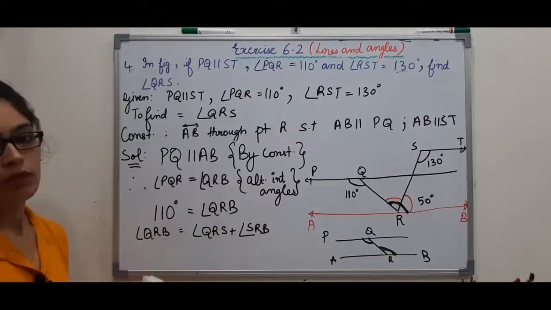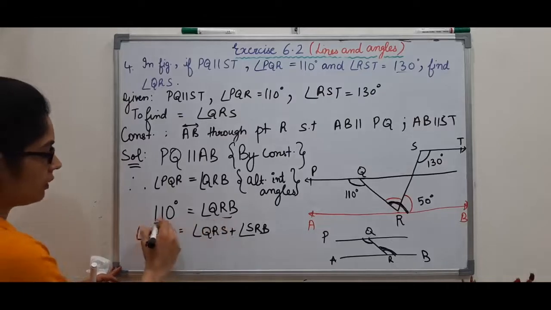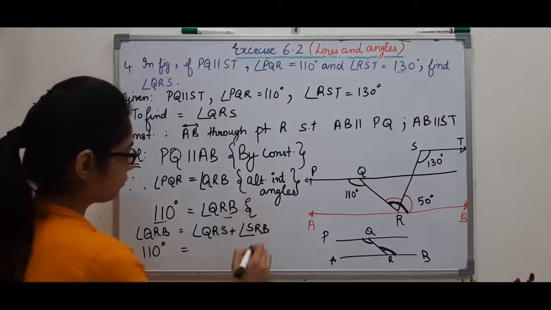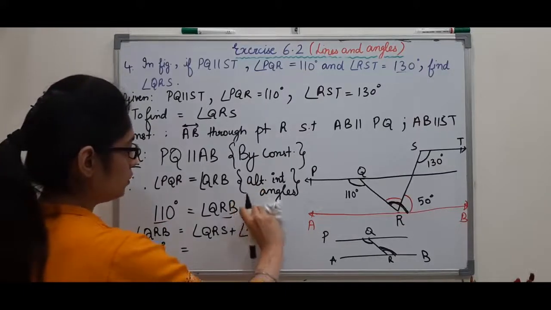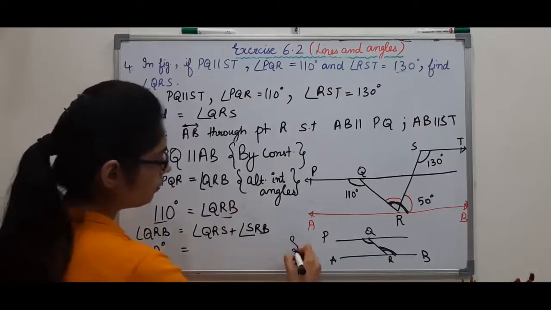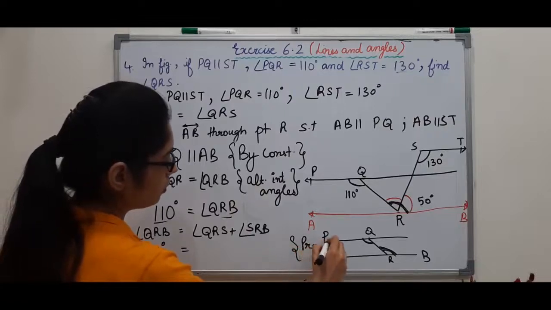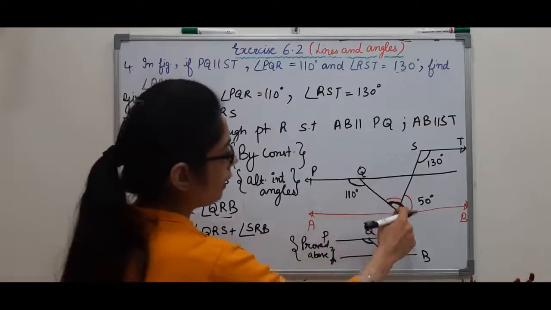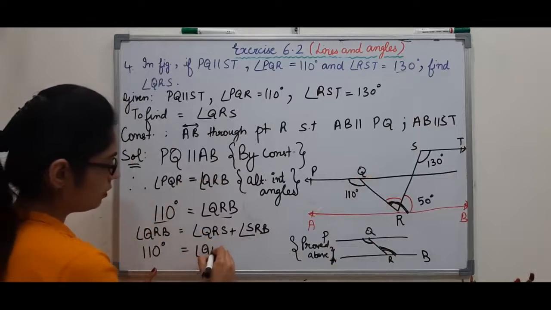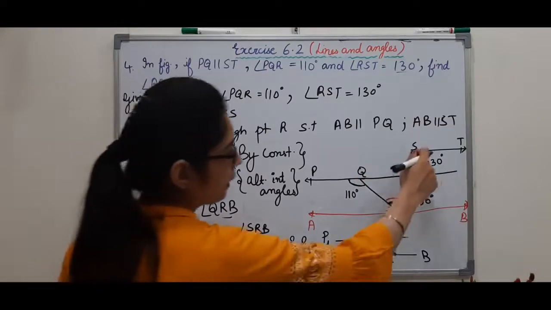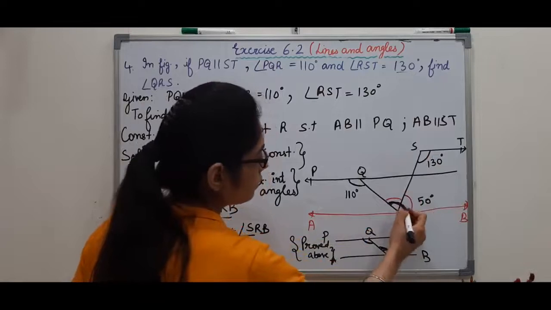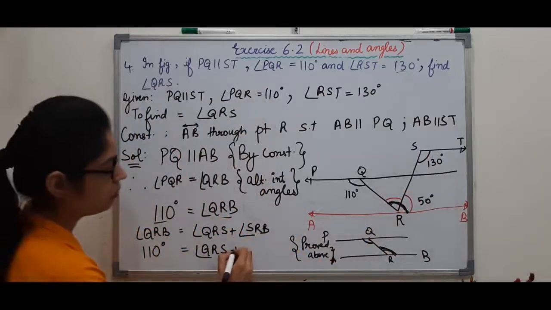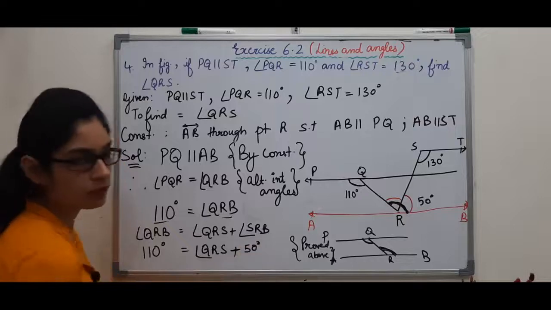So QRB, we know its value, which is 110. So let's substitute its value over here. So here we can write, proved above also, then QRS, this we don't have, plus SRB. See this, we have already found this value equal to 50 degrees.